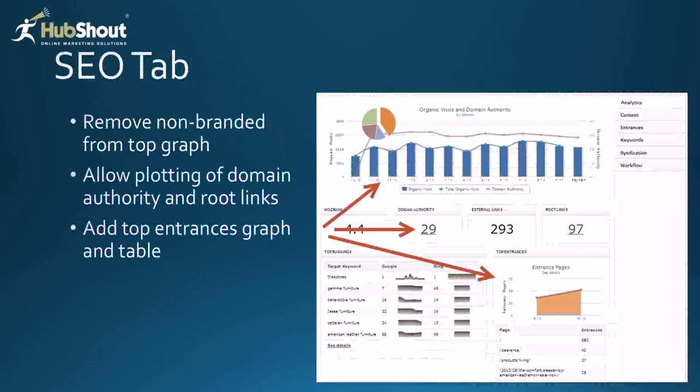On the SEO tab, we also had to make a number of changes. The first thing is that the chart at the top of the screen with the blue bars used to have a breakdown of brand versus non-branded traffic. We had to remove that stacking bar, so now it's simply showing you organic visits over time. But while we were doing that, we also made a couple of other changes we've been wanting to do. We're giving you the ability to click on domain authority and map it out over time, or to switch back to what we were previously graphing, which was root links. So you can now toggle between graphing domain authority and root links.